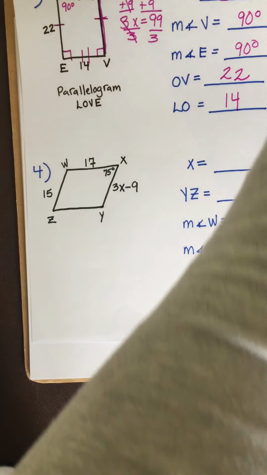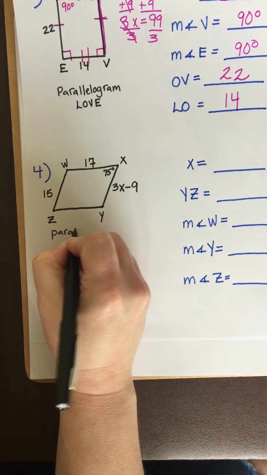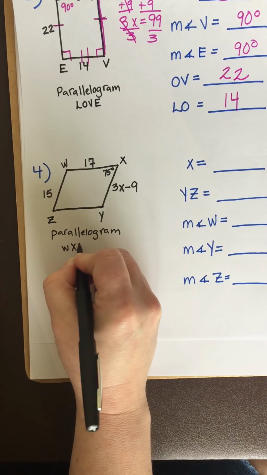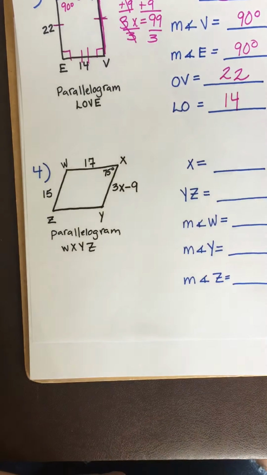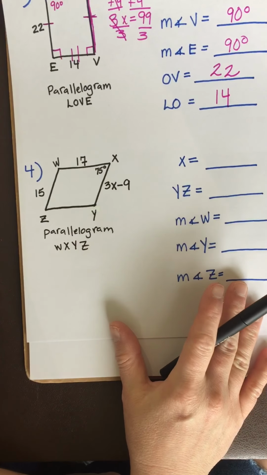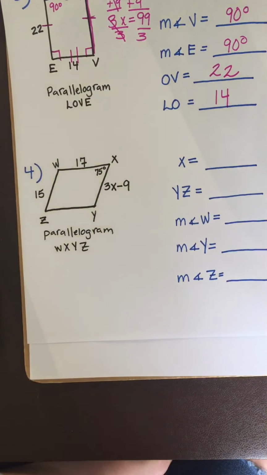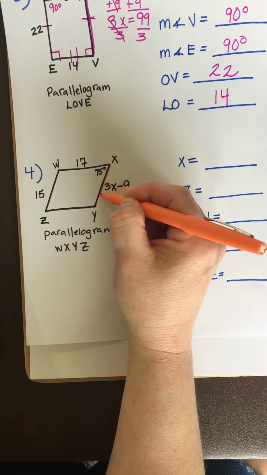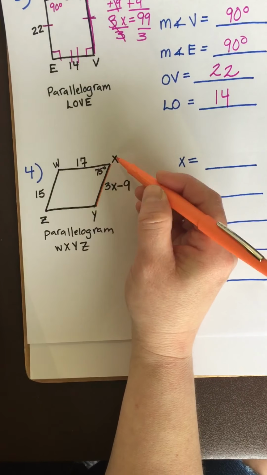So this must be parallelogram WXYZ. Sorry about that. So the first thing it wants me to do is find x. And this time, instead of being part of an angle measure, x is part of one of the side lengths. But don't stress. It is still easy. So here's my x right here. It's part of XY. This is the length of the segment XY.